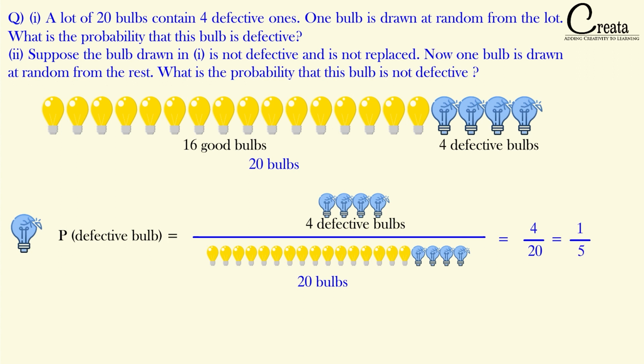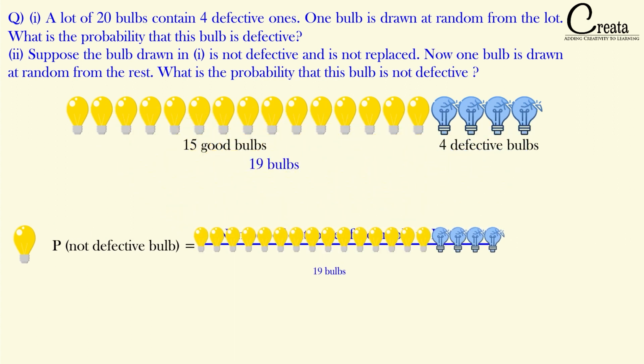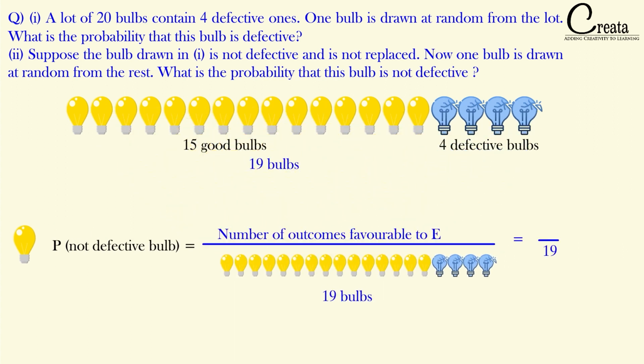The important thing is that in the second case, it is given that the one bulb which is taken out is a good bulb and it is used. Now we are remaining with only 19 bulbs. So now we have to calculate the probability of getting a good bulb. Now the denominator will change from 20 to 19 because one bulb has been used and it is gone out. Now we remain with 19 bulbs.